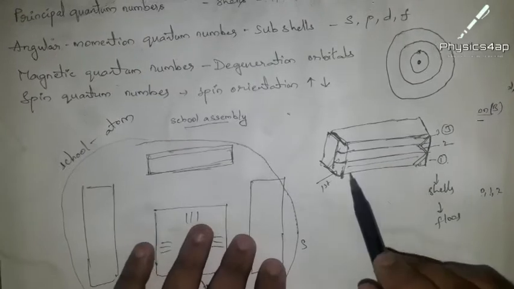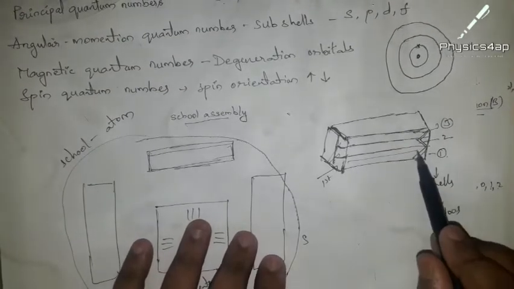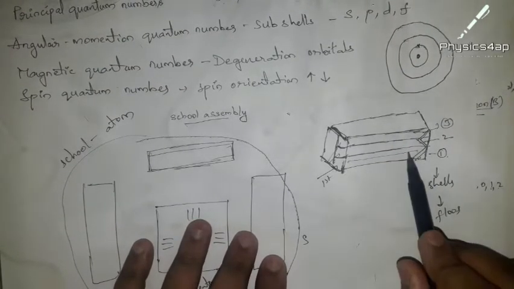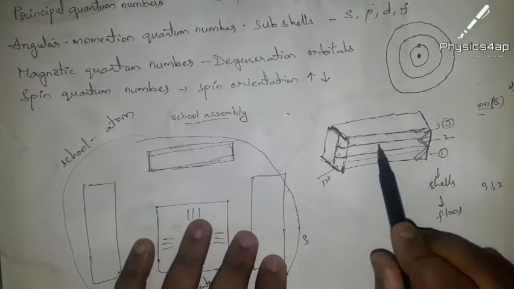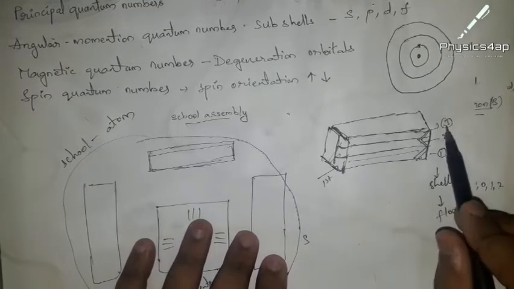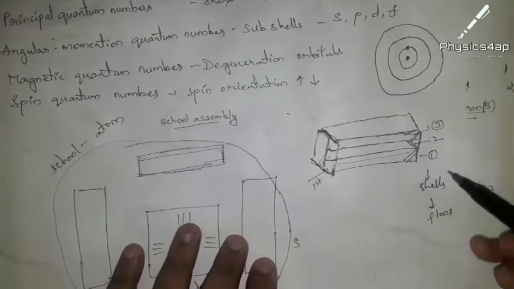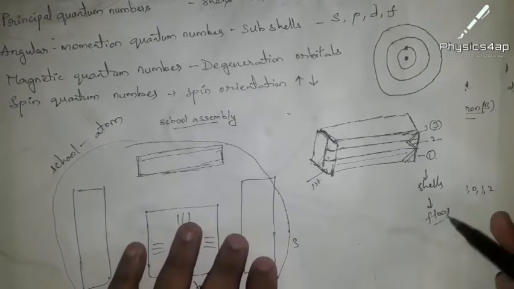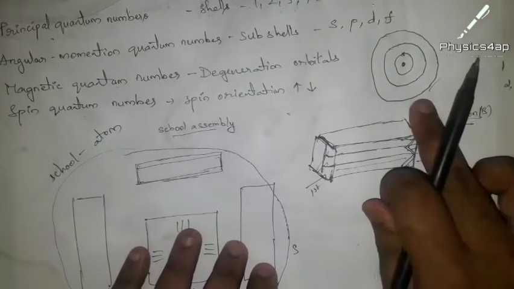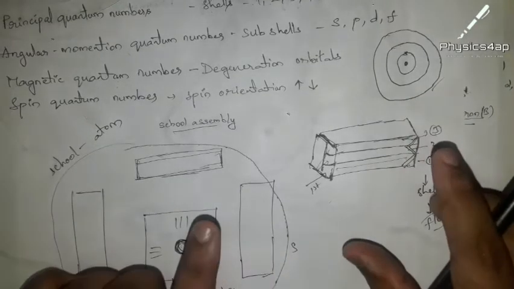The same thing happens in our school also. First we send the students to the first floor, and when they have been seated, then we send them to the second floor, then to the third floor. So these floors are nothing but what we call the shells in an atom. I think you got it clear.